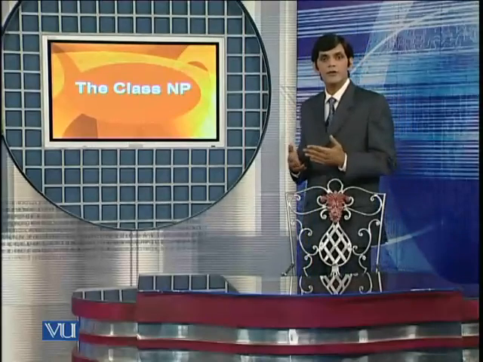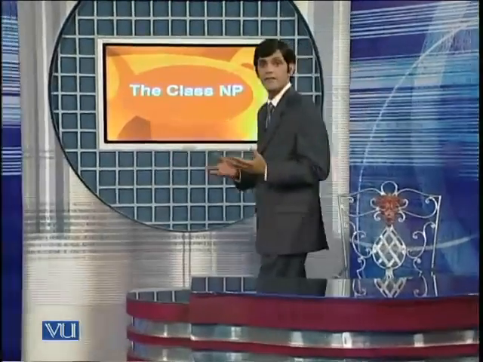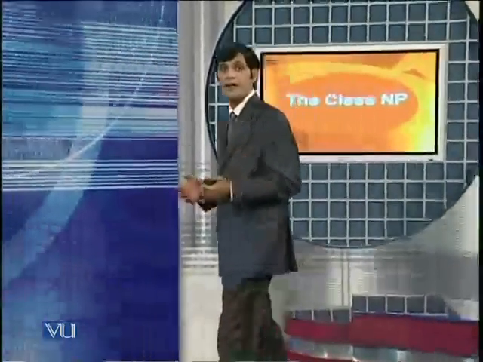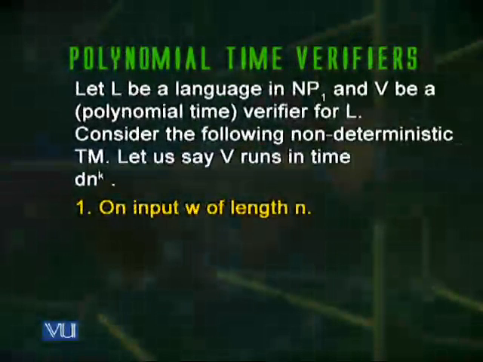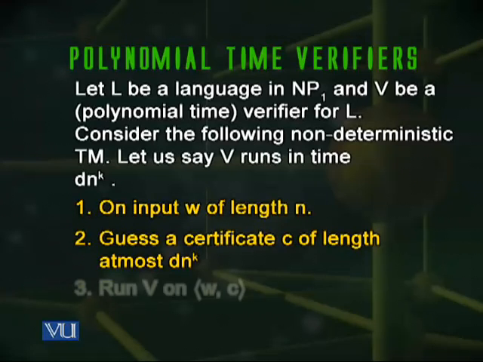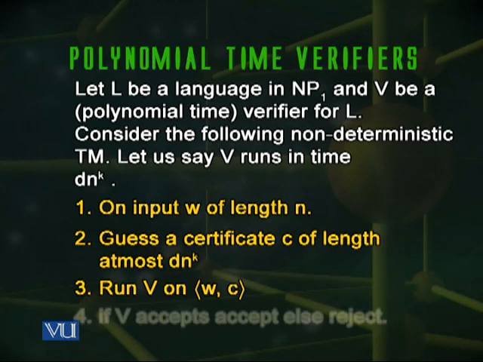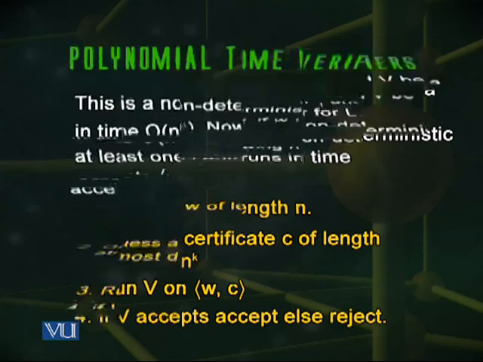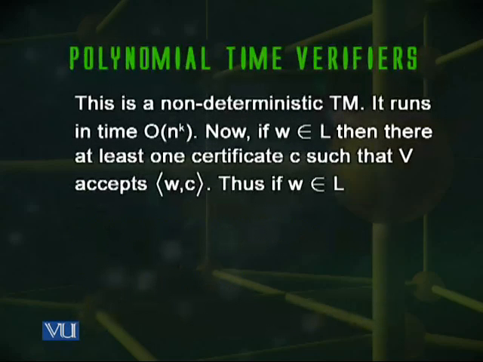So what we can do is we can simply guess the certificate and run this verifier. Our non-deterministic Turing machine looks as follows, as shown on your screen. It gets an input W, and then it guesses a certificate of length at most d times n to the k. Then it runs the verifier V on the pair W comma C. If V accepts, it accepts W, otherwise it rejects. This is a non-deterministic Turing machine.